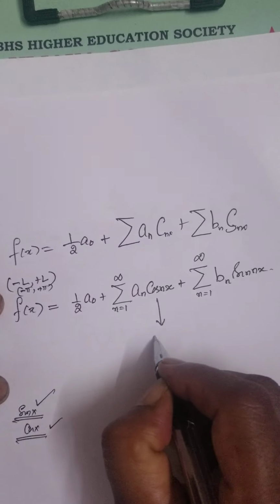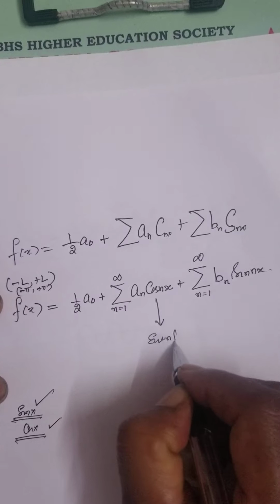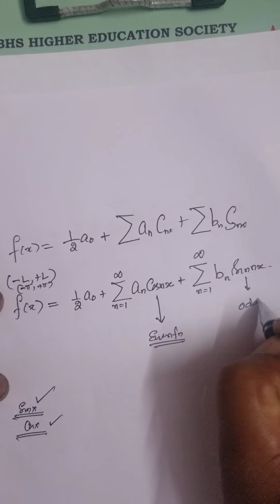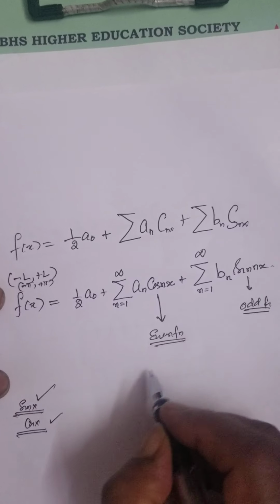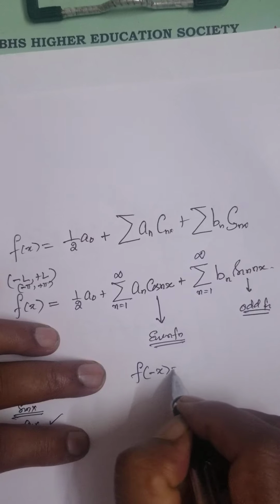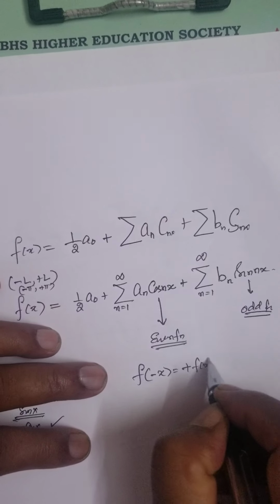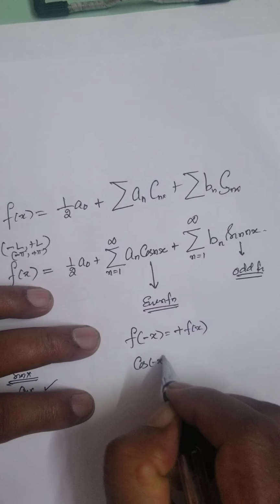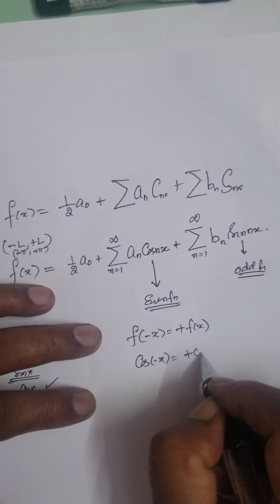What is this? This is an even function. What is an even function? This is an odd function. Once again, I will tell you what are even functions and odd functions. What is an even function? If f of minus x is equal to plus f(x), it is an even function. Example, cos of minus x is equal to plus cos x.